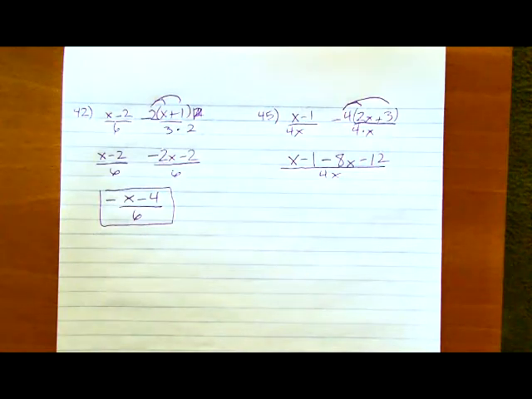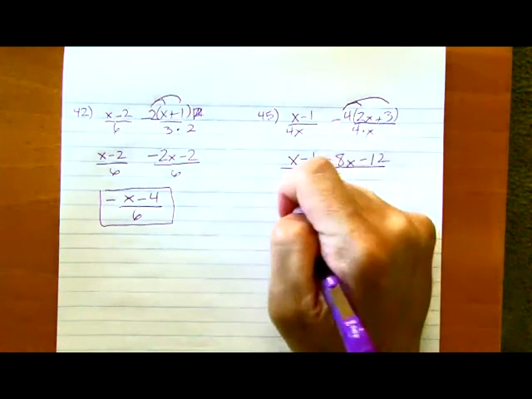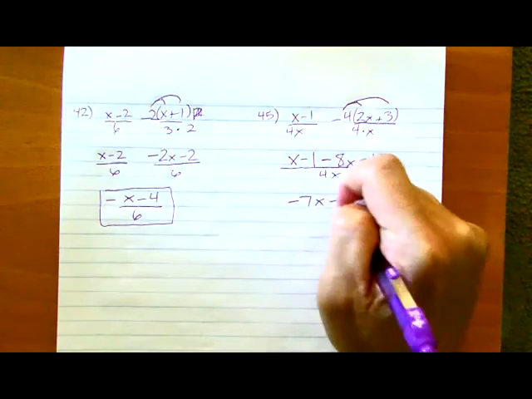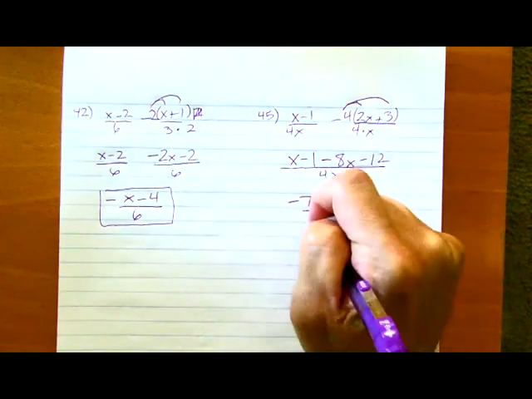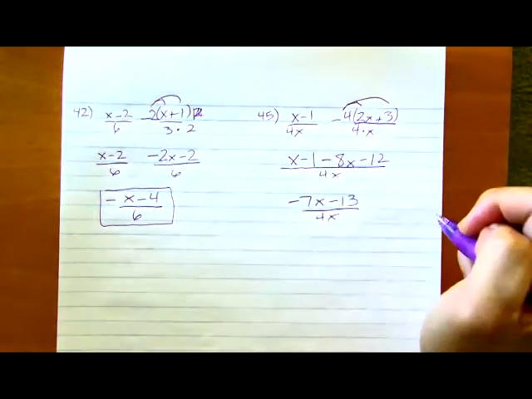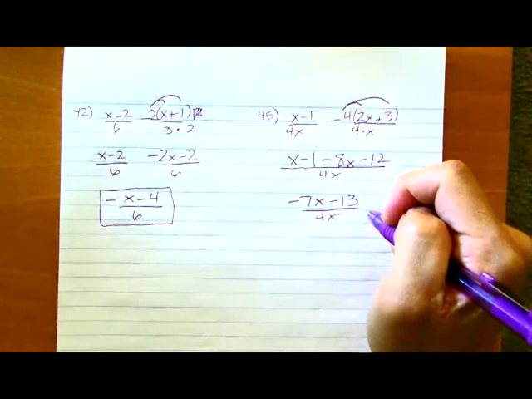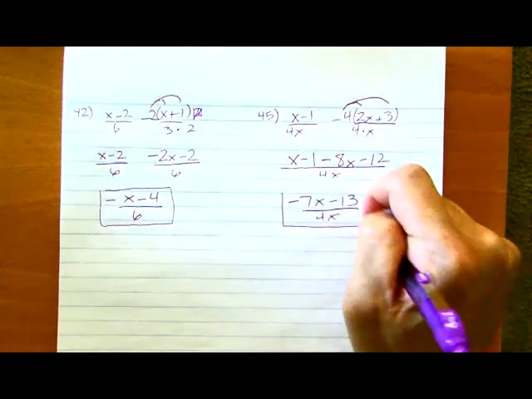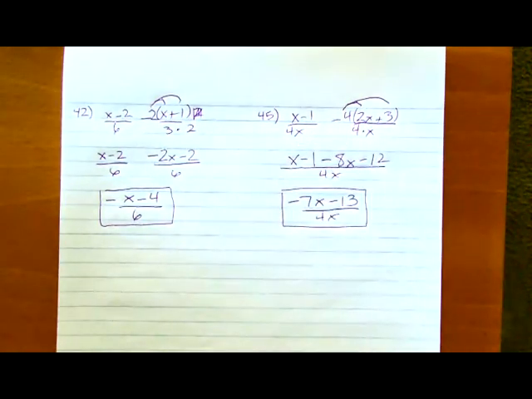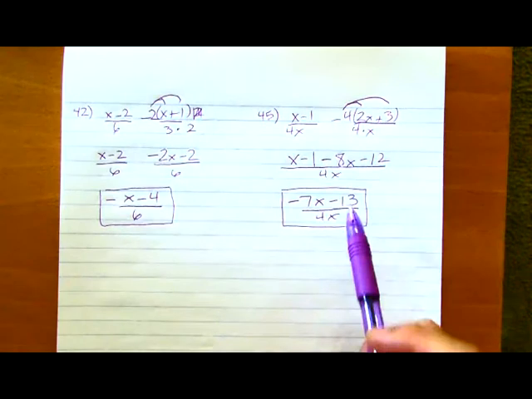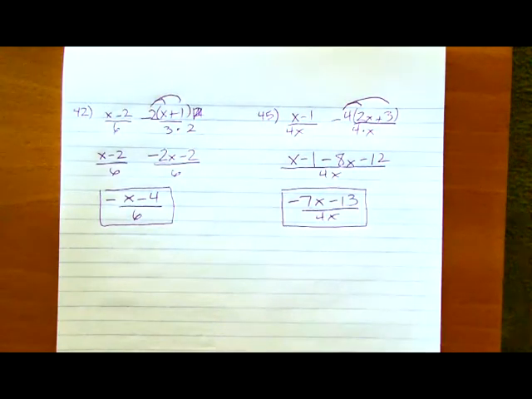We're going to combine the terms. Negative 7x minus 13 over 4x. You can't factor at the top. There's nothing left to cancel. That would be a solution. I guess with these two problems, we could factor out a negative 1. It's not necessary though.